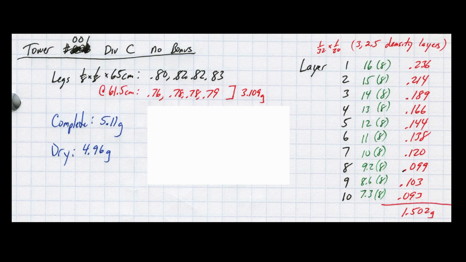Here are my notes for this build. I picked legs that should be reasonable based on my Division B experience, and for the cross members, I decided to use all 1/32 by 1/20 inch size balsa, but I carefully picked out different source material to have three different density groups. This is one reasonable approach to varying the strength of your cross members.